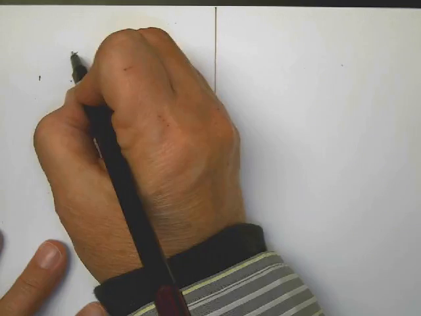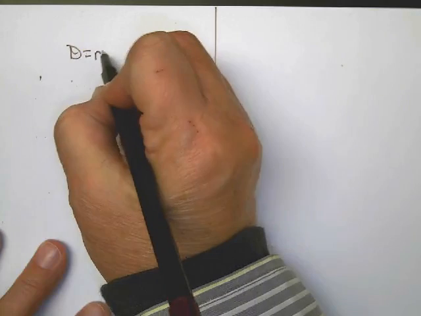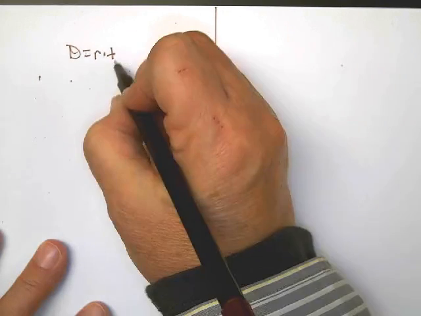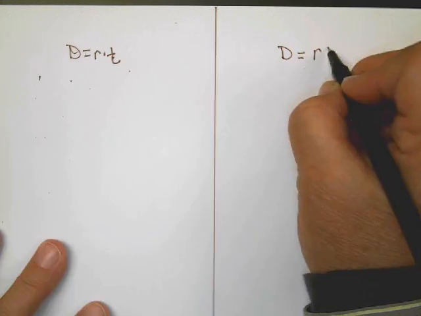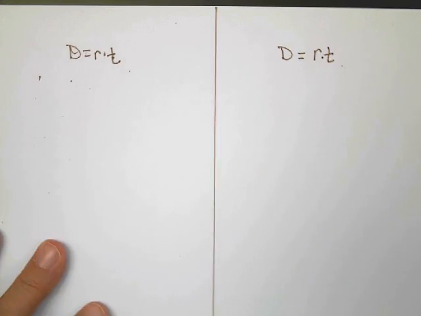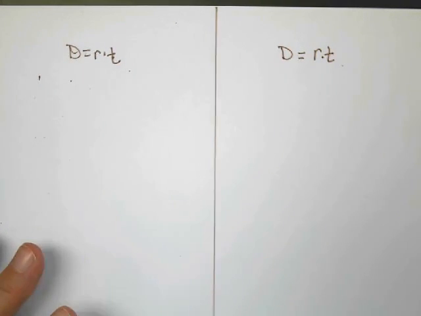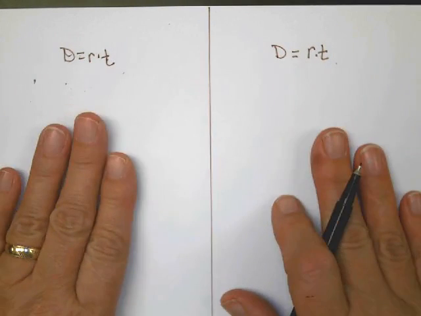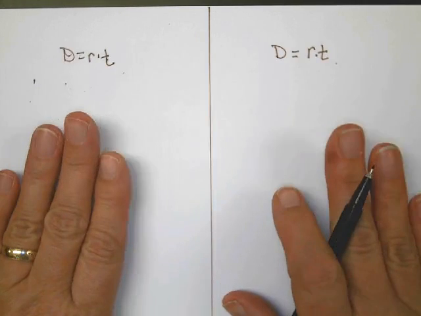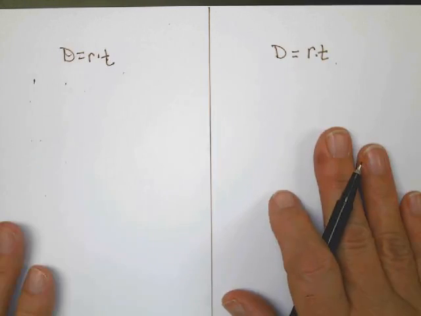So the easiest way I found to do this is to do it side by side. So I'm going to do a distance. And the distance formula is easy. Distance equals rate times time. But I'm going to work this thing side by side. In the first one, on the left side, I'm going to use numbers. And on the right side, I'm going to do the exact same thing except without numbers.